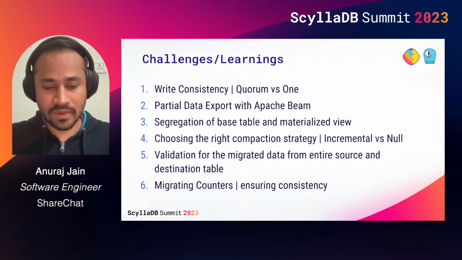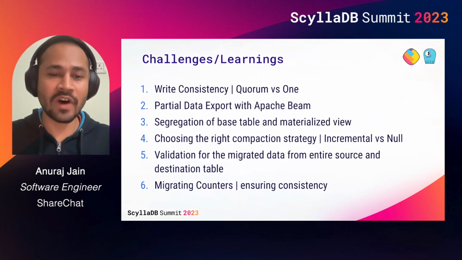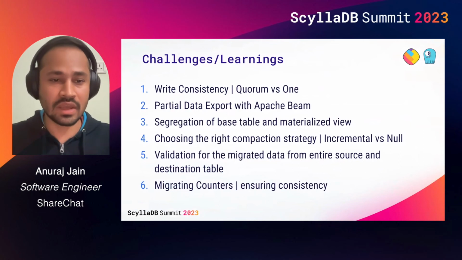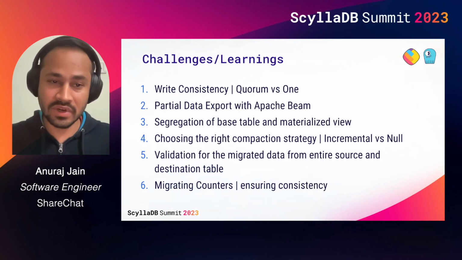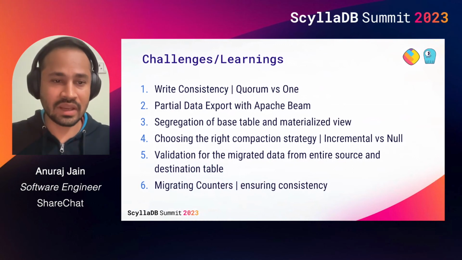If the write consistency level is 1, the ScyllaDB writes are going to be a little bit faster. They are going to reply faster in comparison to quorum. However, the downside is that we might suffer a bit on the reliability of the data, right?